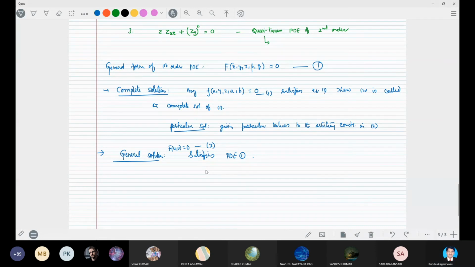Where clearly here u is equal to u of x comma y comma z, v is equal to v of x comma y comma z. If arbitrary functions are involved in the solution, then the solution is said to be the general solution. Understand, right?